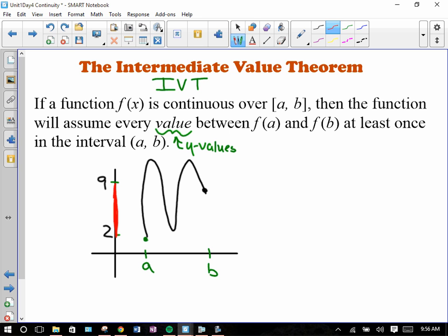Alright? I mean, that should make sense. Because the only way to get from 2 to 9, no matter what, is if you pass through 2, 2.1, 2.3, 2.4, 7.9, 6.2, right? That's the only way. Even if it's just a straight line, you have to pass through every y value between f of a and f of b. Make sense? Alright. And boom. So, next.